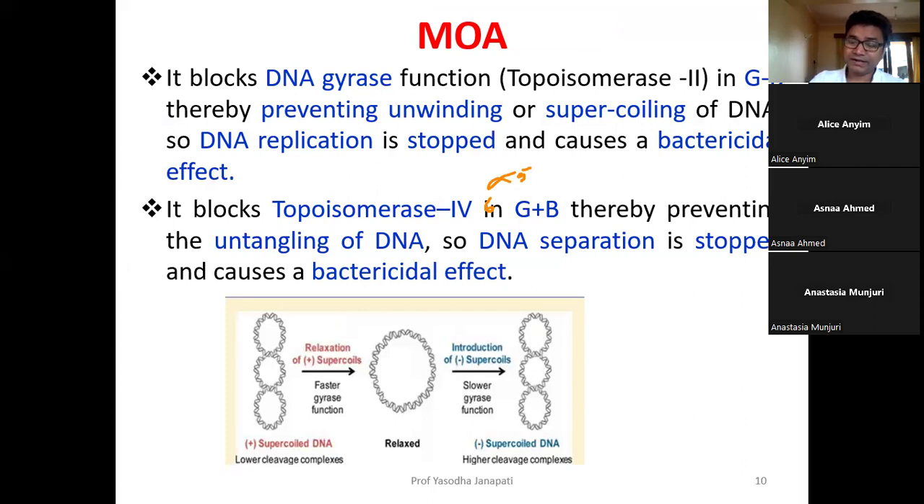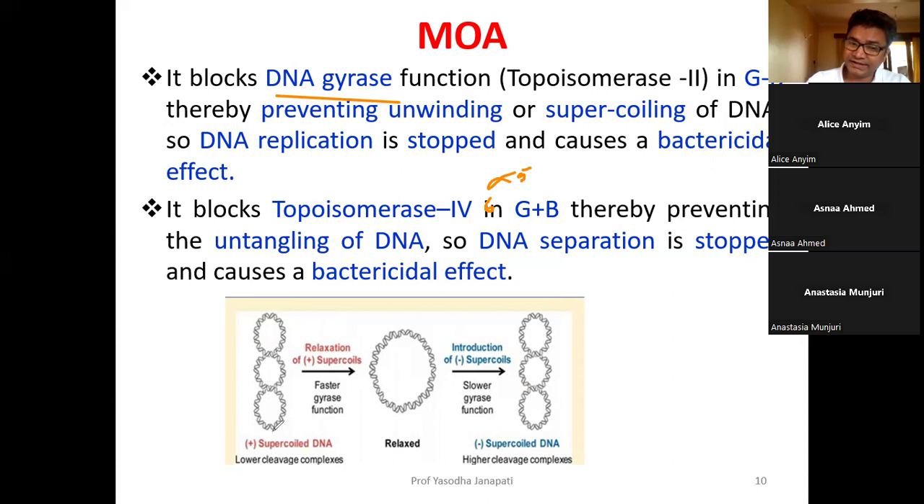Now, mechanism of action. These drugs block DNA gyrase, which is also called topoisomerase. What is the function of DNA gyrase or topoisomerase? During the replication process, DNA is in a coiled form. It is supercoiled DNA.